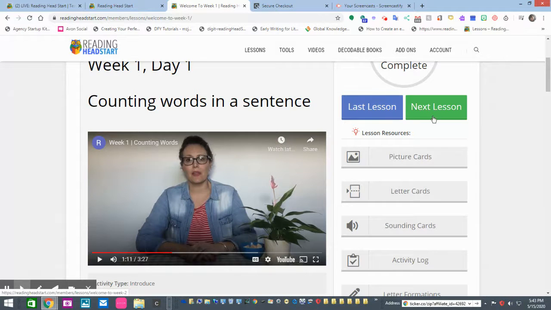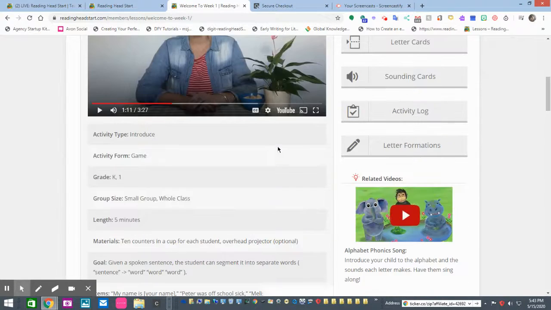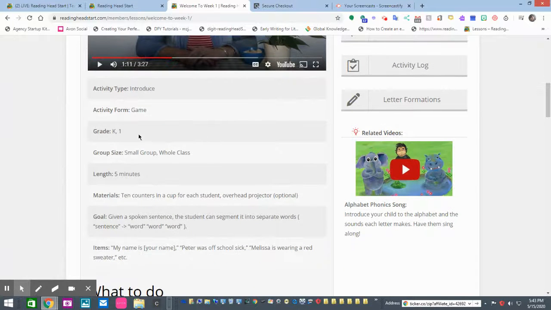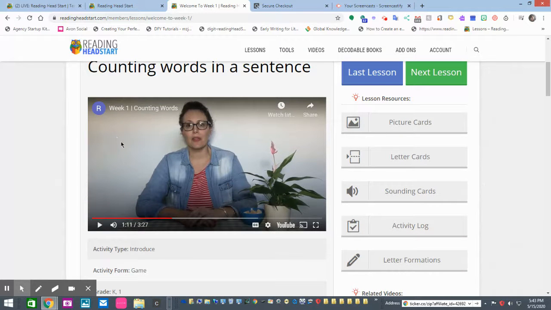Okay, the last lesson, next lesson. And you literally want to go down, introduce game, kindergarten one. And one of the reasons is that you can also teach little or smaller children how to do this counting game, because some children are at another level than others. And so what you do is you teach them as if they already know. And you tell them, oh, you can do it. And that's how you encourage them. You can do it. I knew you could do it. You know, I get overly excited. But anyway, look at the picture cards.